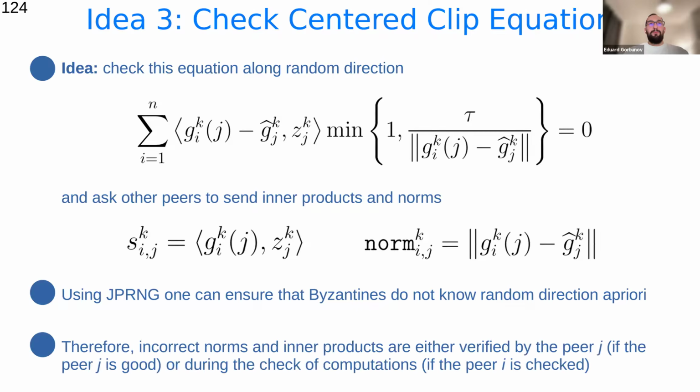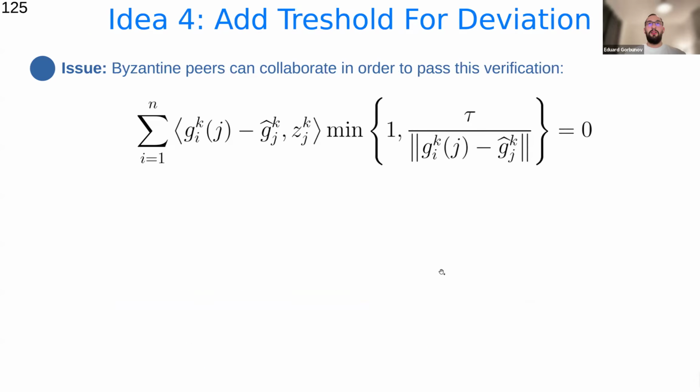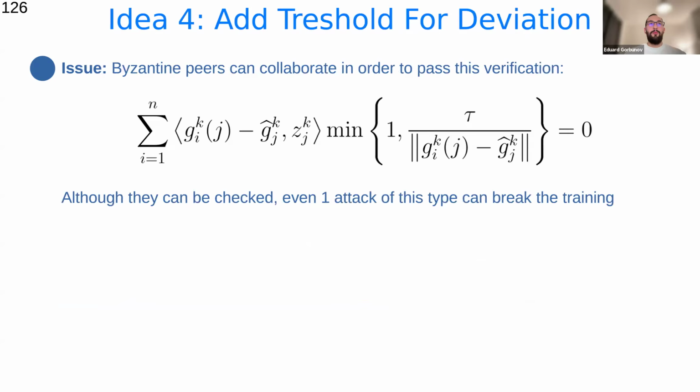And then it makes it easier to verify the computations, but again, even so, the following situation is possible. Some Byzantines can jointly talk to each other and somehow send those numbers in such a way that this equation is satisfied.